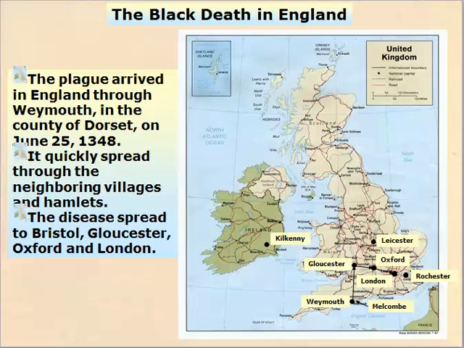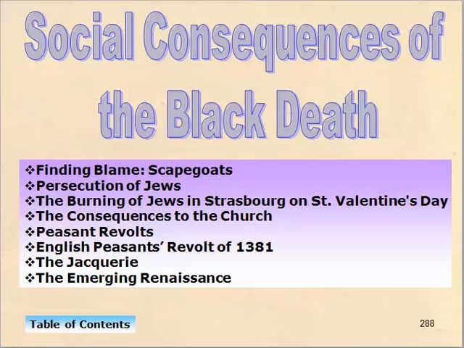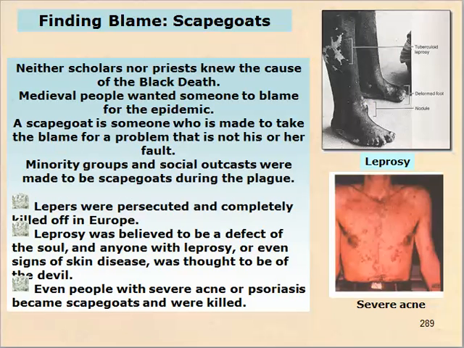The Black Death in England. The plague arrived in England, and it spread quickly in neighboring villages and hamlets. The disease spread to Bristol, Gloucester, Oxford, and London. So here's the estimated population of England, and the Black Death really took a huge chunk from where it left it. And we'll talk about the social consequences now.